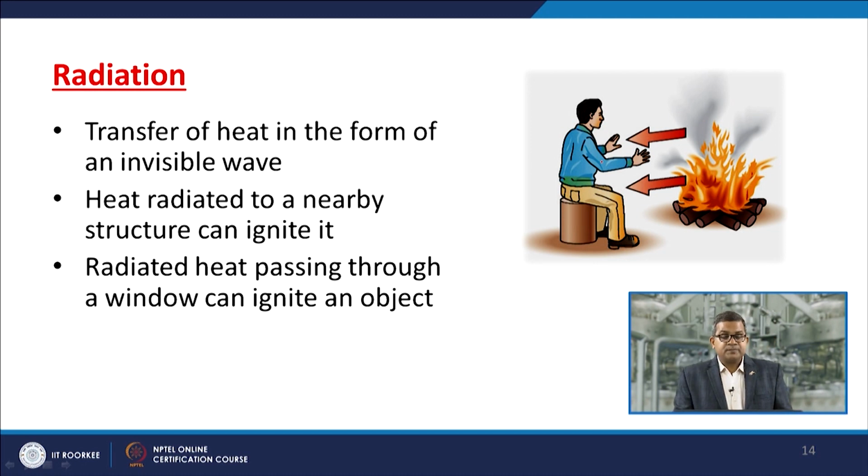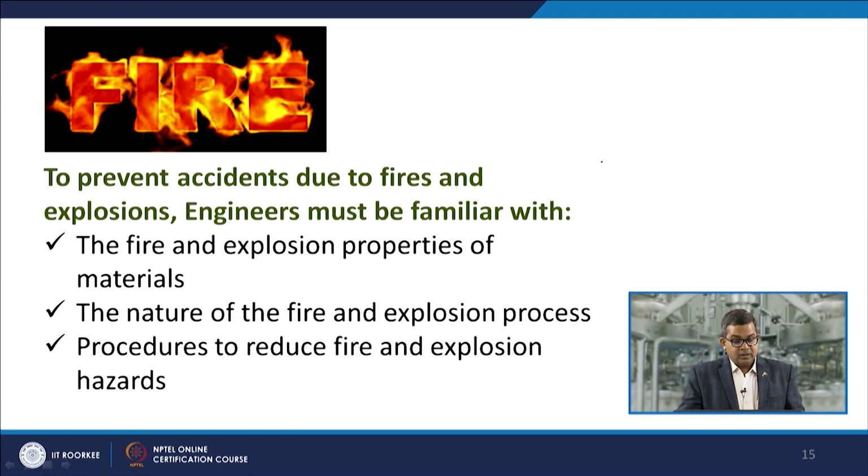Radiation. Radiation is again a very good source of heat transfer, and in the past many accidents were attributed to radiative heat transfer. The transfer of heat in the form of an invisible wave is clubbed under the head of radiation. Heat radiated to a nearby structure can even ignite it. Radiated heat passing through a window can ignite an object. So, in combination of radiative heat transfer and convective heat transfer, sometimes major accidents took place in the past.